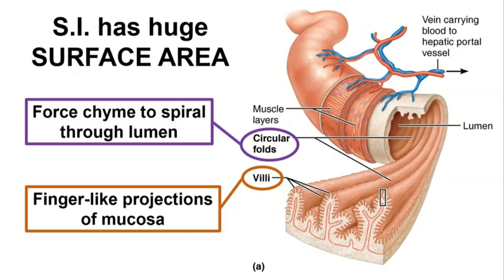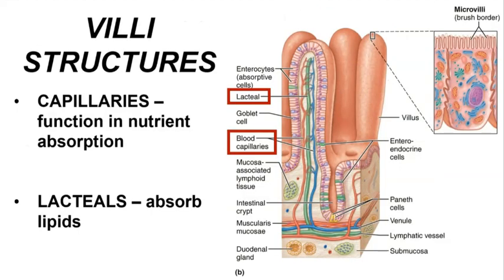The small intestine has a massive surface area. This large surface area is due to 2 structural modifications. The first are the circular folds, which force chyme to spiral through the lumen of the small intestine rather than taking a straight, direct path. The second are the finger-like projections of the mucosa that are called the villi. The villi contain capillaries for nutrient absorption, as well as lymphatic capillaries called lacteals, which carry absorbed lipids.